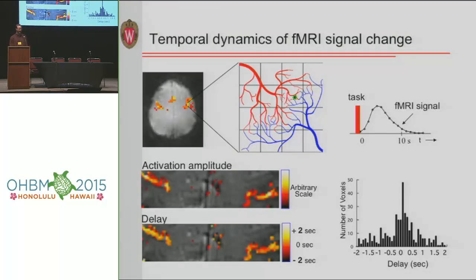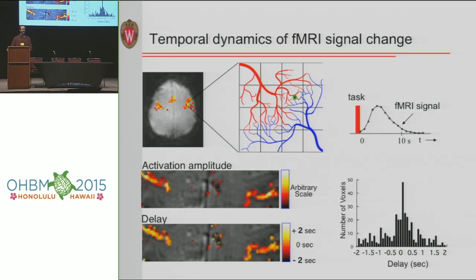Here's an interesting effect now in terms of the latency difference. This is actually a slide I got from Peter Bandettini. What you see here is the activation amplitude, but also the relative latency from a bilateral finger tapping task. And you can see some heterogeneity in the amplitude of the response within motor cortex, and generally you see the hotspots closer to the larger vessels. But you also see a large spread in the relative latency. And if you notice the scale on this, this is a difference in the latency, just from a very simple finger tapping task within the primary motor cortex, of plus minus 2 seconds.